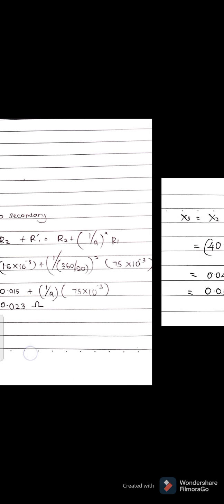So let's move to the referred to secondary. The resistance referred to secondary: R2 plus R1 referred to secondary equals R2 plus 1 over A in the bracket squared multiplied by R1, which equals 1.5 milliohm plus 1 over, in the bracket, 360 over 120 in the bracket squared, multiplied by 75 milliohms, and do the math calculation. The answer is 0.023 ohms.